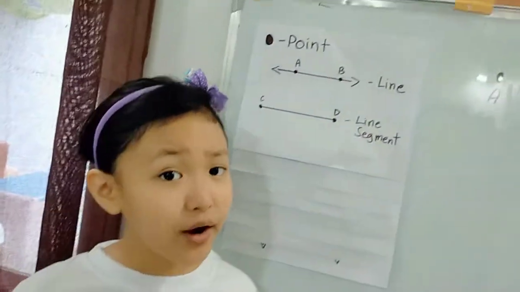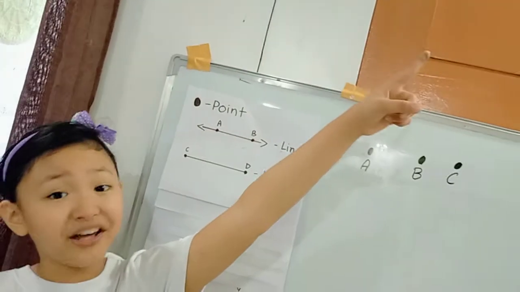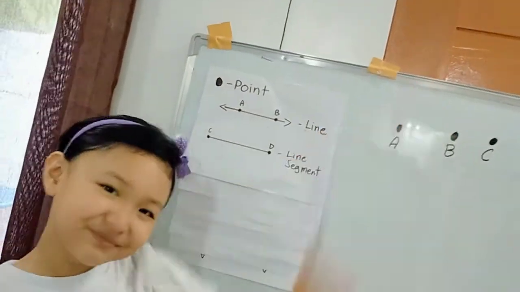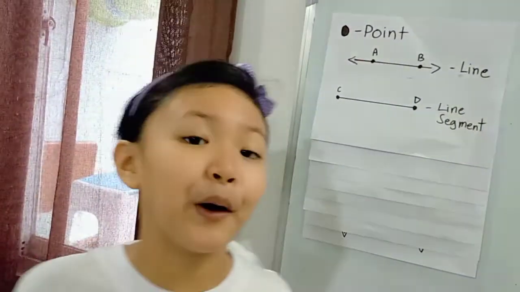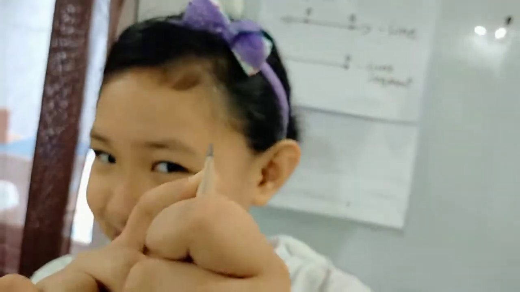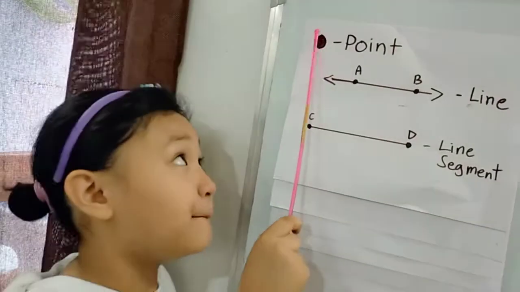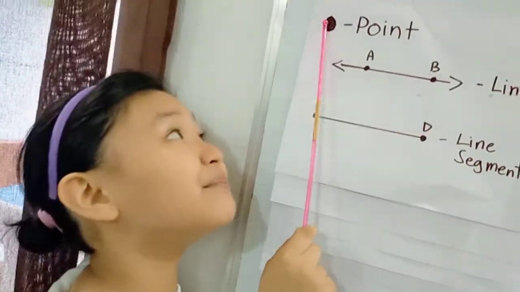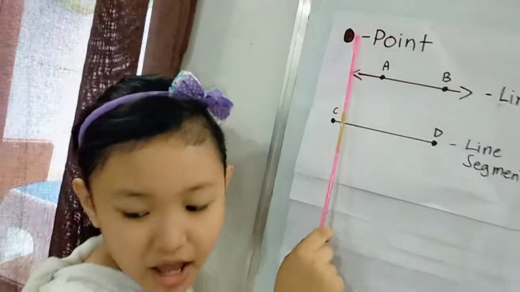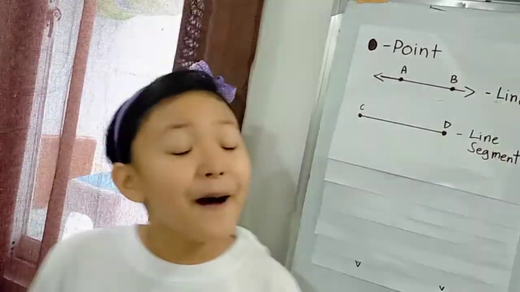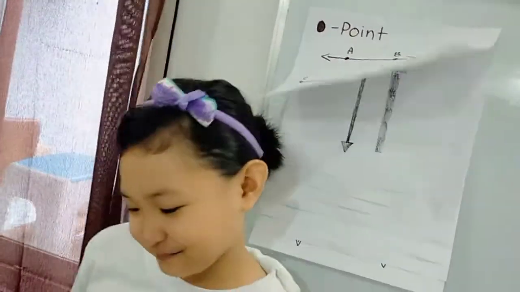Sometimes we use point when we are pointing to something. We also use point when we are referring to a tip of a pencil when it is sharp. But in mathematics, a point is represented by a dot. We name a point by a capital letter.